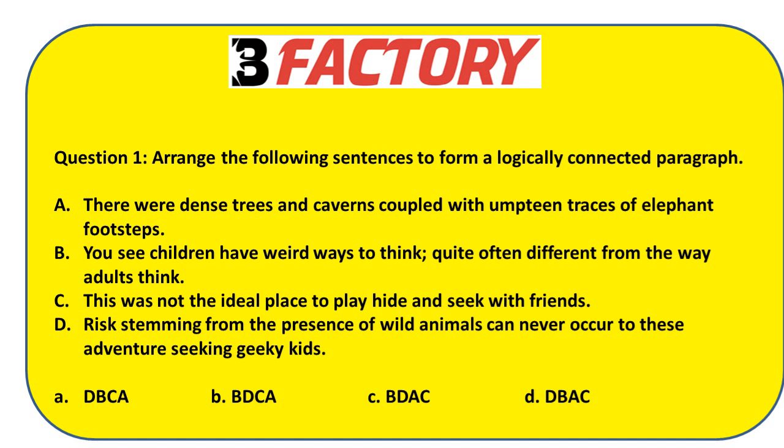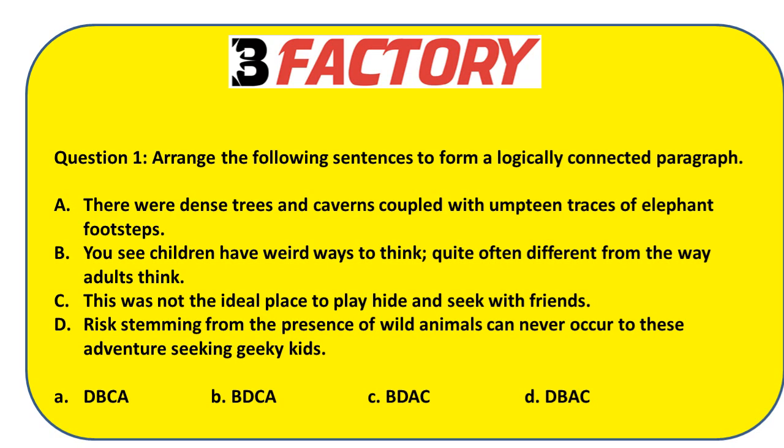Let's see a sample question. Arrange the following sentences to form a logically connected paragraph. B and D form a connecting order link. This is because B states the weird ways in which children think, and D supports that fact by saying that risks stemming from the presence of wild animals will not affect these children. Since we know that B and D have to come together in the answer, we can safely eliminate the options A and D.